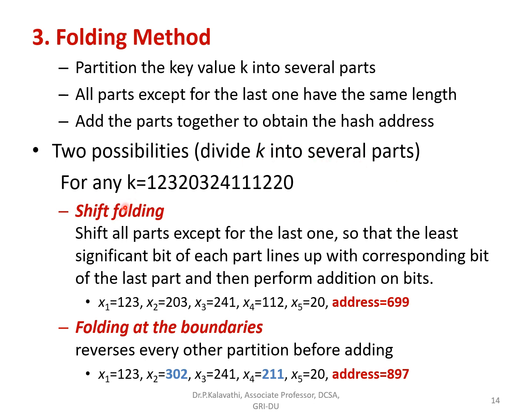For instance, if you take any k as a sequence of digits, then there are two ways we can find the address. One is using shift folding and another one is using folding at the boundaries. We can see this in detail in the next slide.